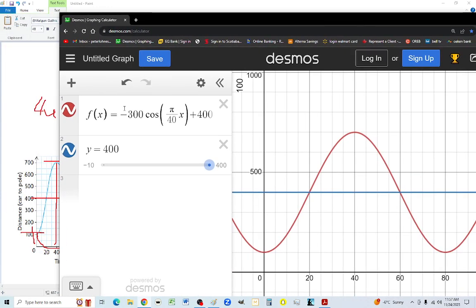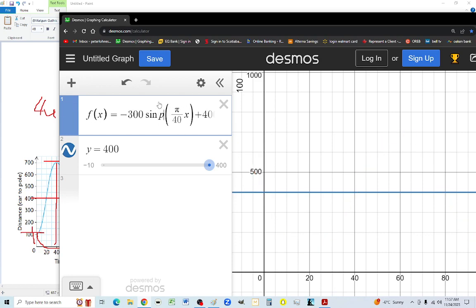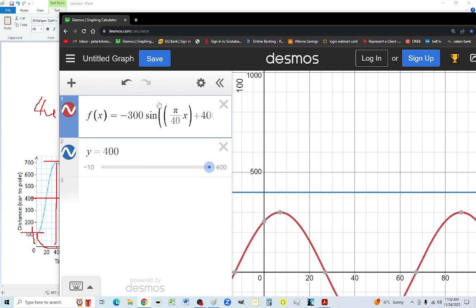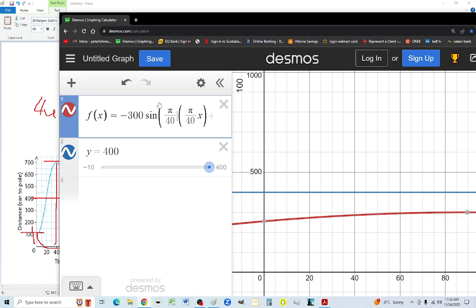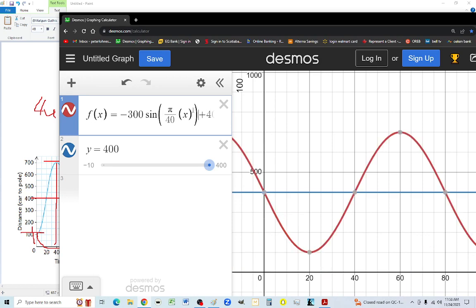So there you go. I've taken a cos curve, I flipped it upside down. If I wanted to take a sine curve, I could. I can just throw a sine curve in there. However, notice it's no longer starting where I want it to be. So I'm going to have to take this pi over 40 out of there. And I'm going to have to adjust my curve. I have to put a bracket here so it doesn't get, there we go.